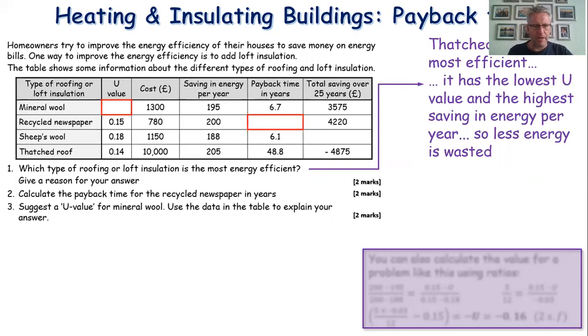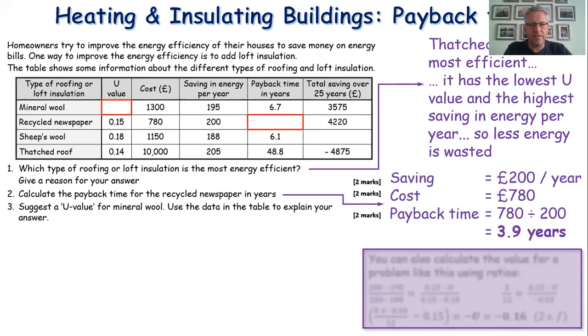Calculate the payback time for the recycled newspaper in years. Okay, so payback time is the time that it takes for a product to pay for itself. So you can see here the saving for the recycled newspaper is £200 per year, or 200 units per year. If the cost is £780, then you can see that the payback time will be 780 divided by 200. It's paid for itself in 3.9 years, or nearly 4 years.